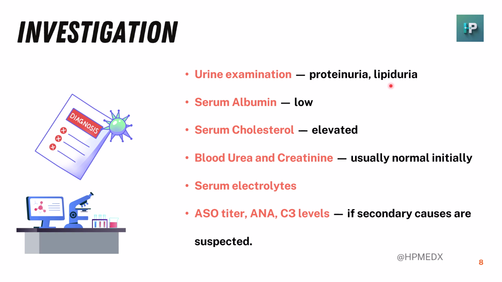And then the diagnosis. The diagnosis is by various investigations such as urine examination. It reveals proteinuria and lipiduria. And then serum albumin will be low because of proteinuria. And then serum cholesterol will be elevated. Blood urea and creatinine are usually normal. And serum electrolytes. And then ASO titer, anti-nuclear antibodies, C3 levels are checked if secondary causes are suspected.